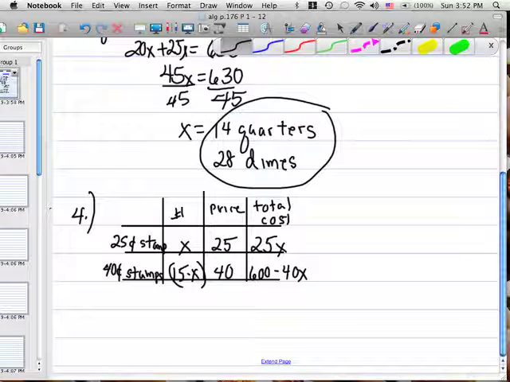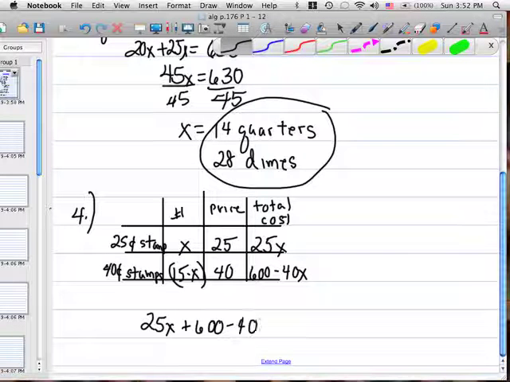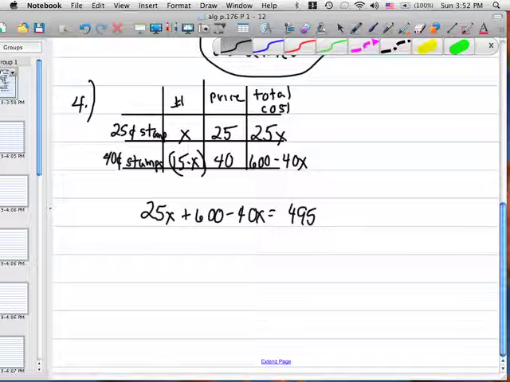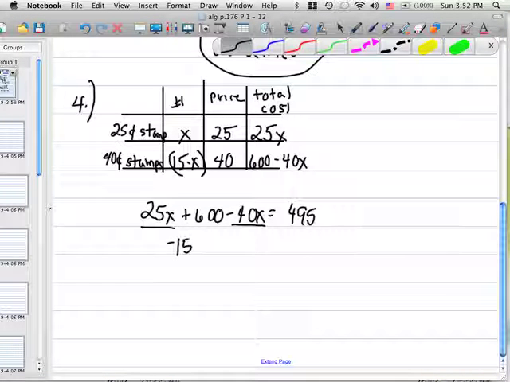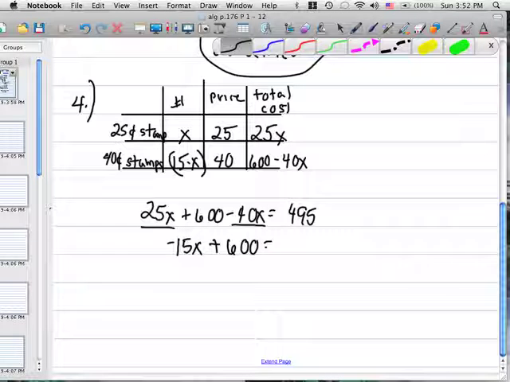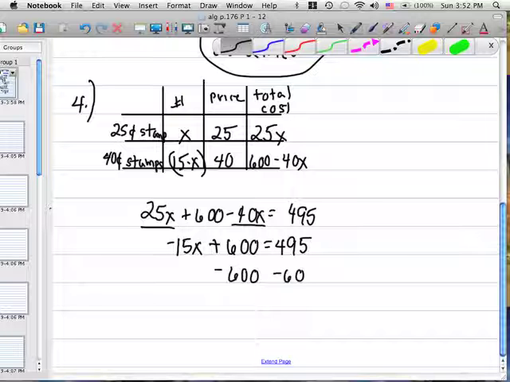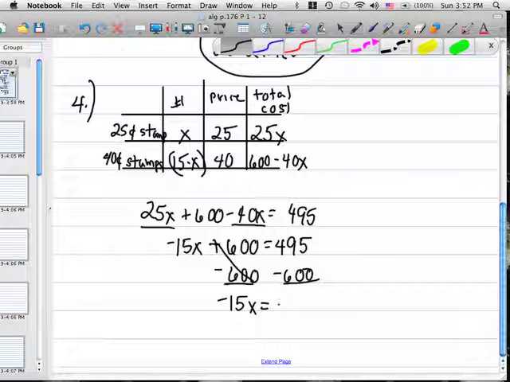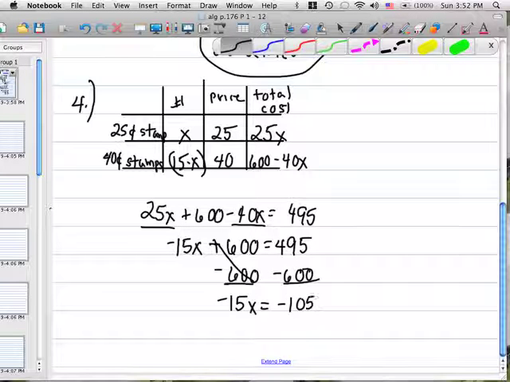And the total value that he spent was $4.95. So we're going to add those two up, 25X plus 600 minus 40X has to equal the total he spent, 495. Change it into pennies. Collecting like terms, 25X minus 40X is negative 15X plus 600 equals 495. Solving for X, subtract 600 from both sides. We get negative 15X equals negative 105. Divide by negative 15.